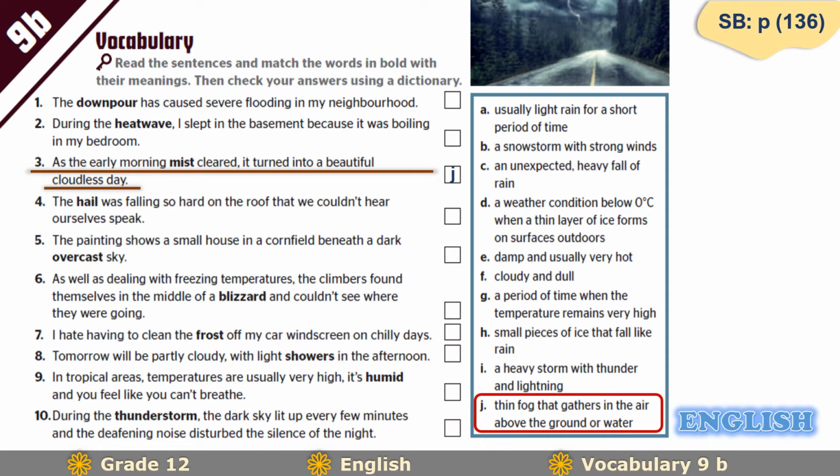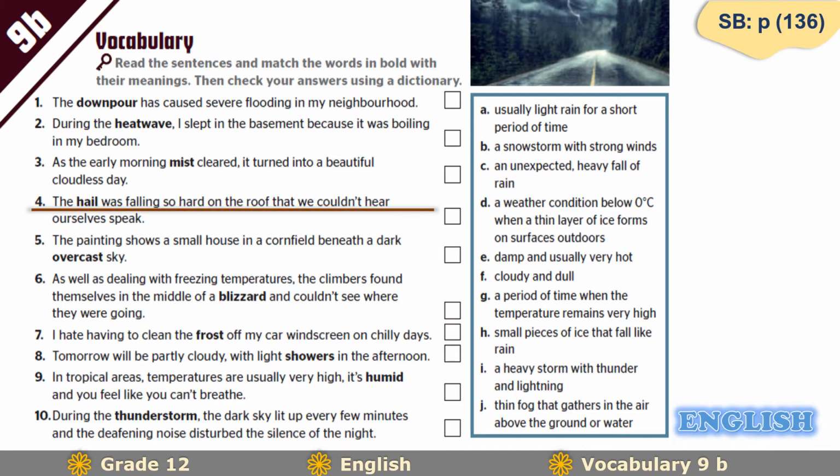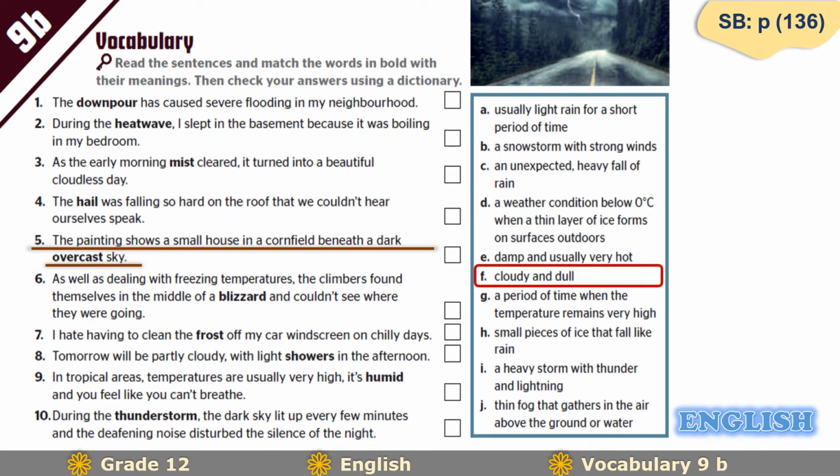Sentence number 4. The hail was falling so hard on the roof that we couldn't hear ourselves speak. So the word hail goes with H, which means small pieces of ice that fall like rain. Sentence number 5. The painting shows a small house in a cornfield beneath a dark, overcast sky. So, overcast is defined as cloudy and dull, which is the answer F. Excellent.